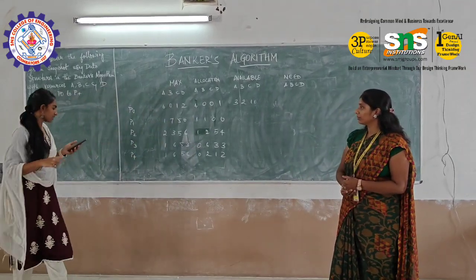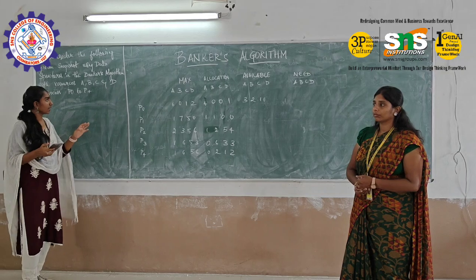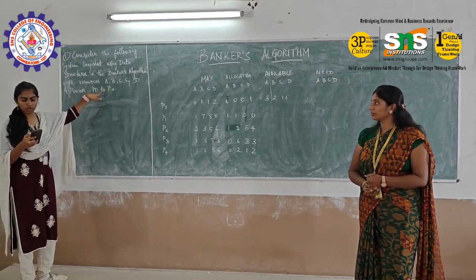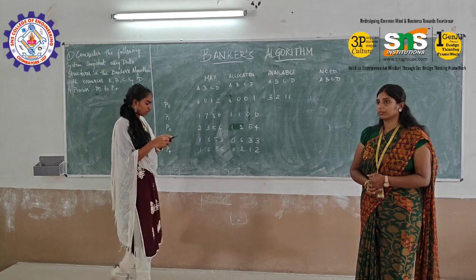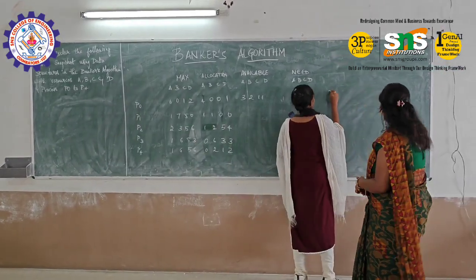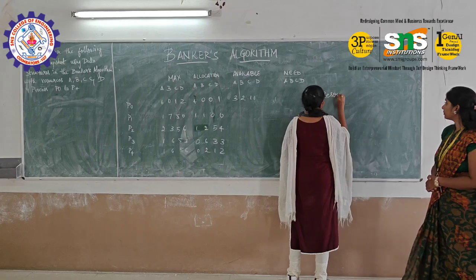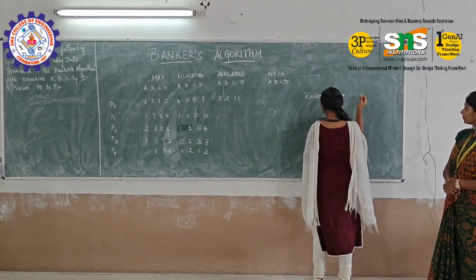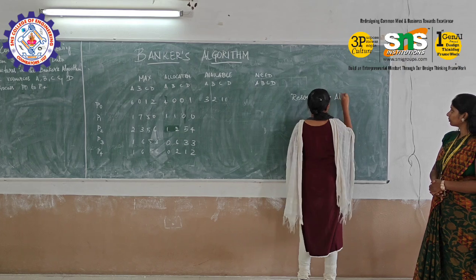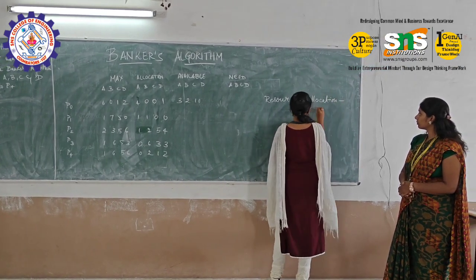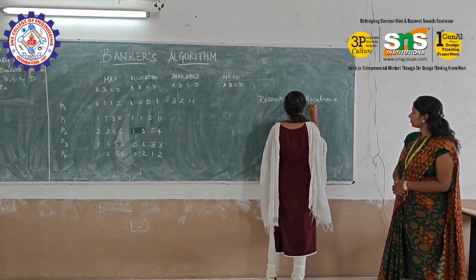So this problem asks us to solve the resources, need, and find the process from P0 to P4. So first we have to find the resource for this problem. For finding the resource, we use the following formula: allocation plus available.